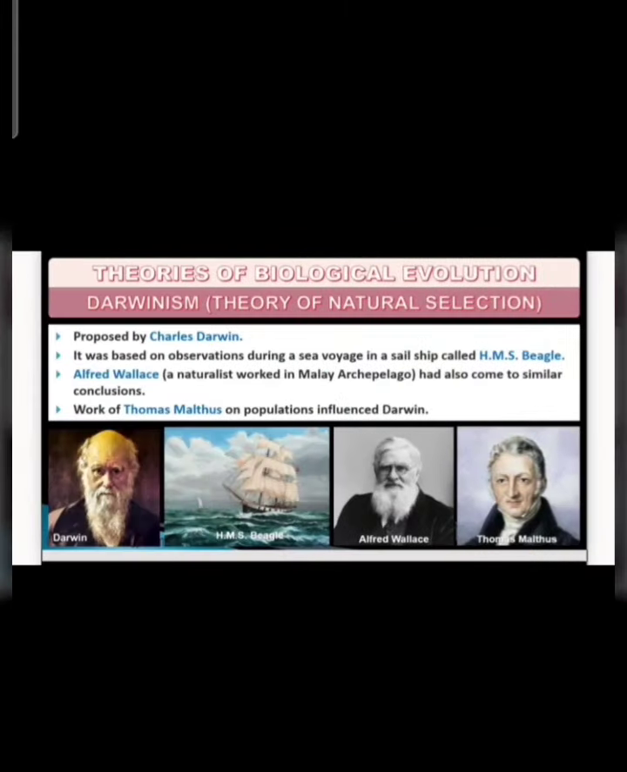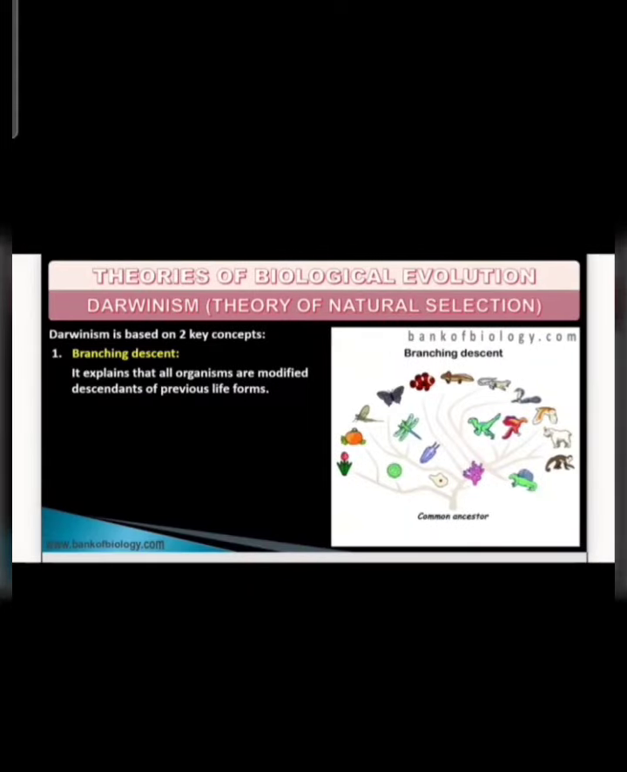Next comes the theory of natural selection, which is Darwinism. It was proposed by Charles Darwin. It was based on the observations during the sea voyage in the sailing ship called HMS Beagle. Alfred Wallace, a naturalist working in the Malay Archipelago, had also come to similar conclusions. The work of Thomas Malthus on population influenced Darwin. So even Alfred Wallace and Charles Darwin had the same thoughts on the theory of natural selection.